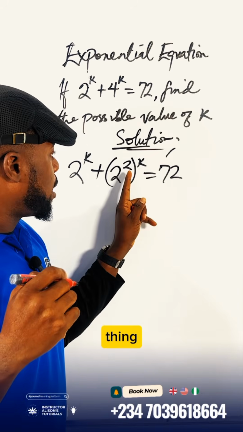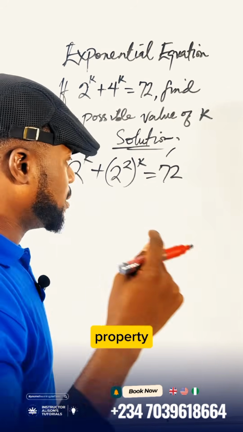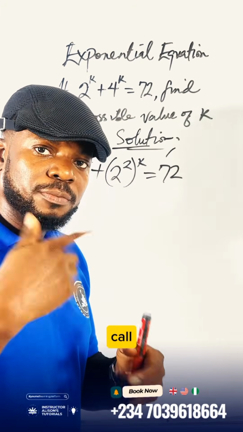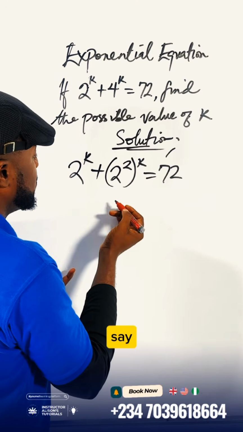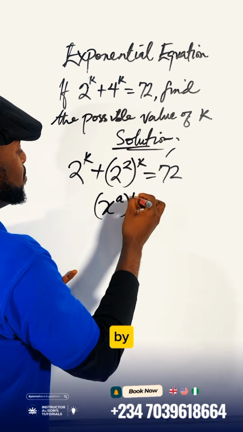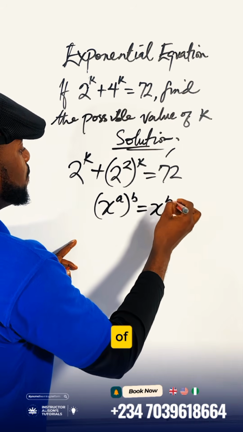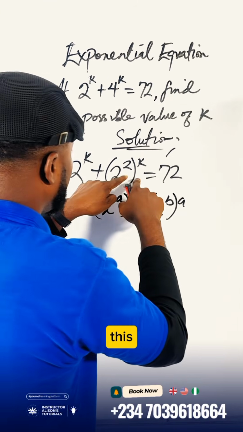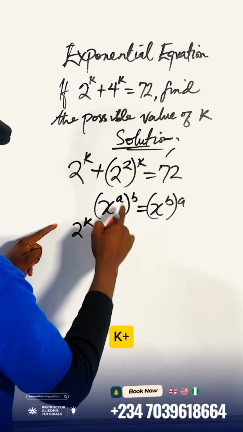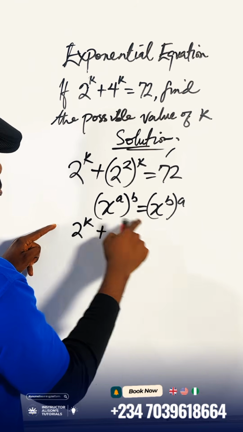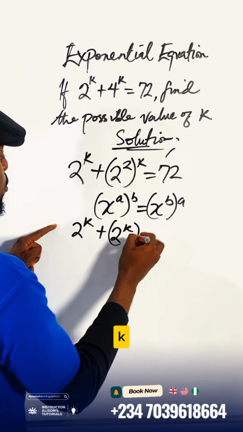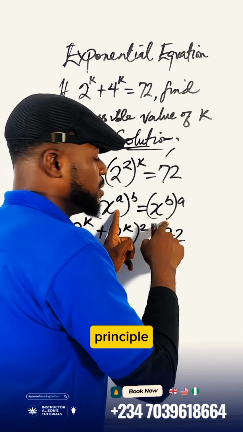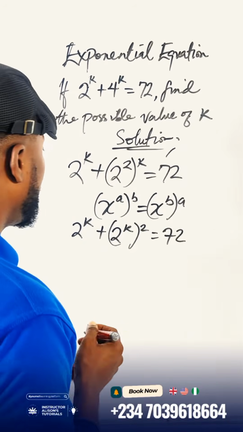So what's the next thing? According to the product property, or some people call it the product power rule, or the power rule, the rule says that if I have, say, x to the power of a multiplied by b, this is the same thing as saying x to the power of b multiplied by a. So on this one, I can switch this according to this rule. I can have it to be 2 to the power of k all squared equals 72. If you compare this and this, you will know that it's exactly from this principle that I adopt that. Does that make sense? All right.